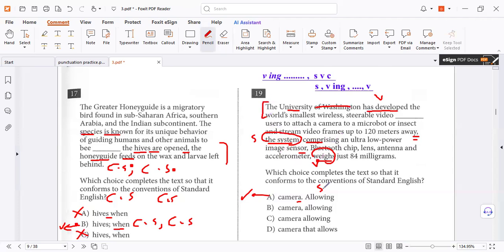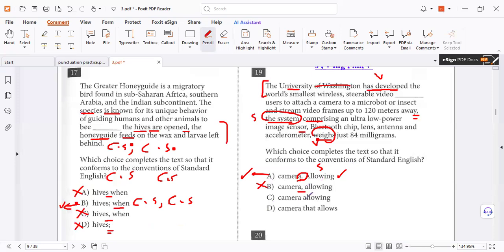So what can we do between two sentences? Full stop, period. It can be a comma splice mistake. No punctuation, run-on mistake. Look for letter D because it is very important. Camera that allows. Okay, but here we have two clauses, two sentences, as you see. How can I connect the second to the first? "Camera that allows user and the system" does not make sense. That means the letter D is wrong.